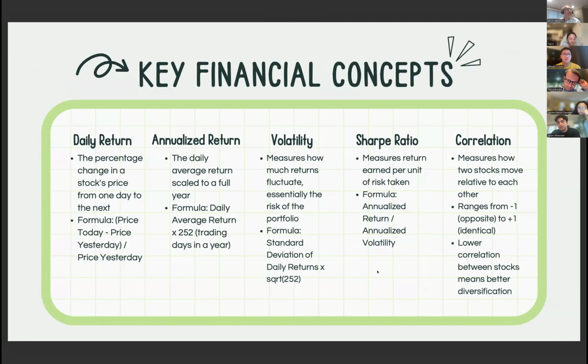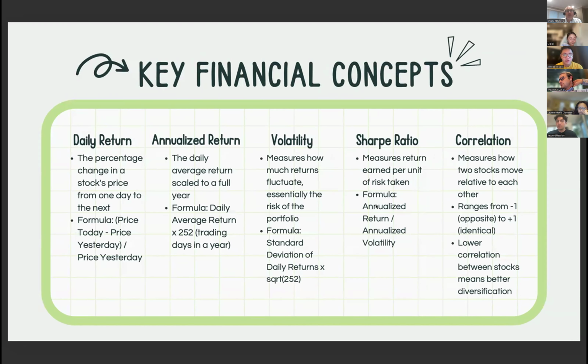So first is just the daily returns. It's simply the stock's price change on a day-to-day basis, and this is usually expressed in percentages. As you can see, the formula is today's price minus the price yesterday, divided by the price of yesterday. Following this is the annualized return, where you scale it up to a year by multiplying it by around 252, which is the average number of trading days in a year. This gives us a more meaningful number to compare against.